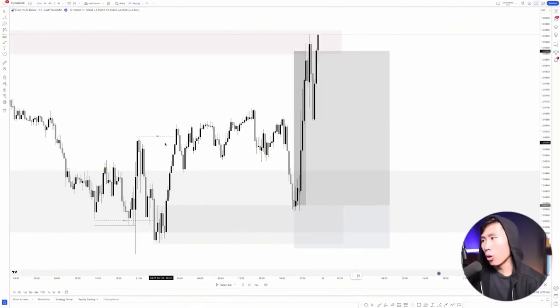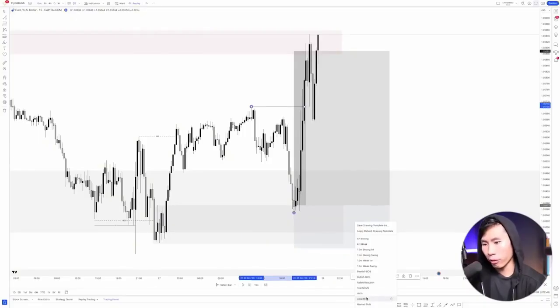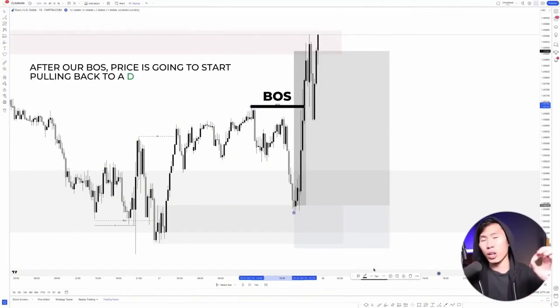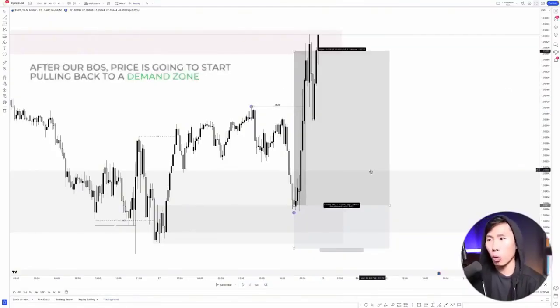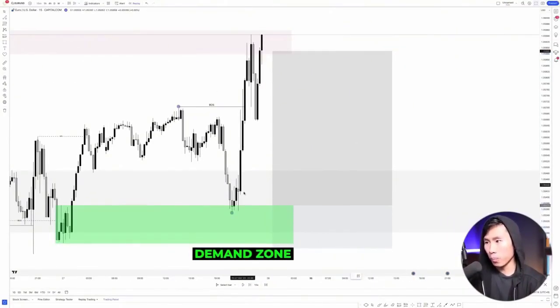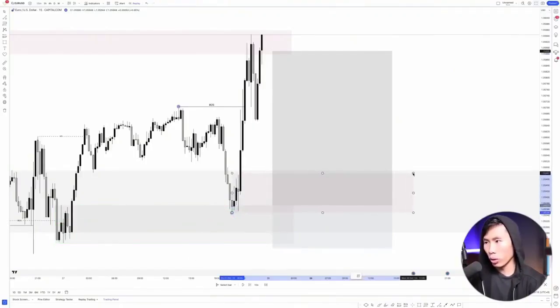Because right now we know that price has turned bullish, right? And we know that this is our new higher high and this is our new higher low. And right now price has just created another bullish break of structure to the upside. And after a break of structure, we know that price is going to start pulling back. And where is it going to pull back to? It's going to pull back to some sort of demand zone, right? So in this case, this is the entire demand zone that led to this break of structure, right?